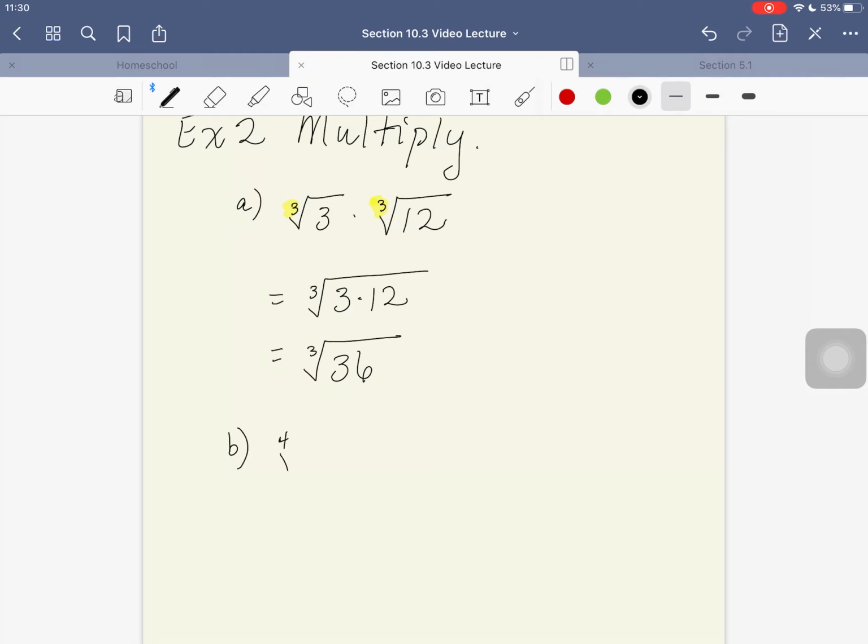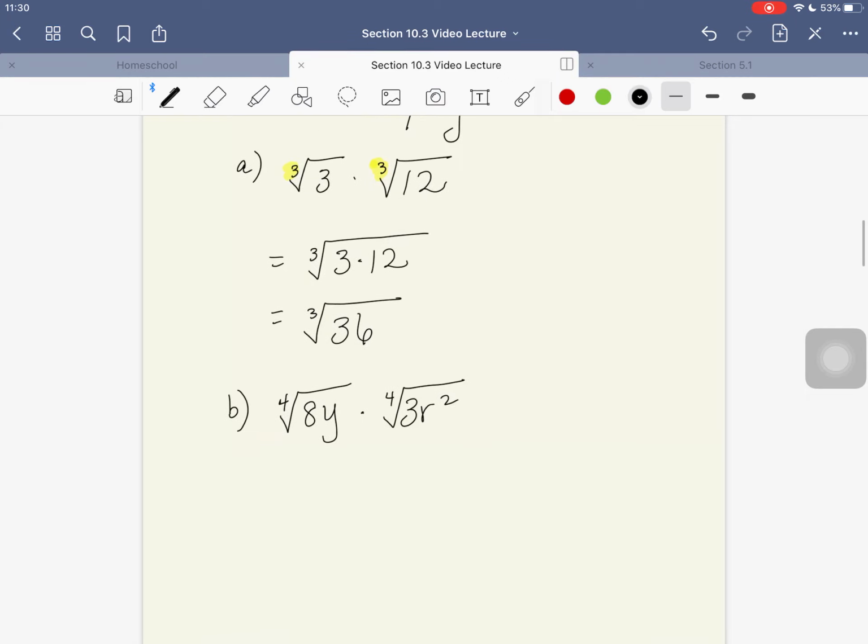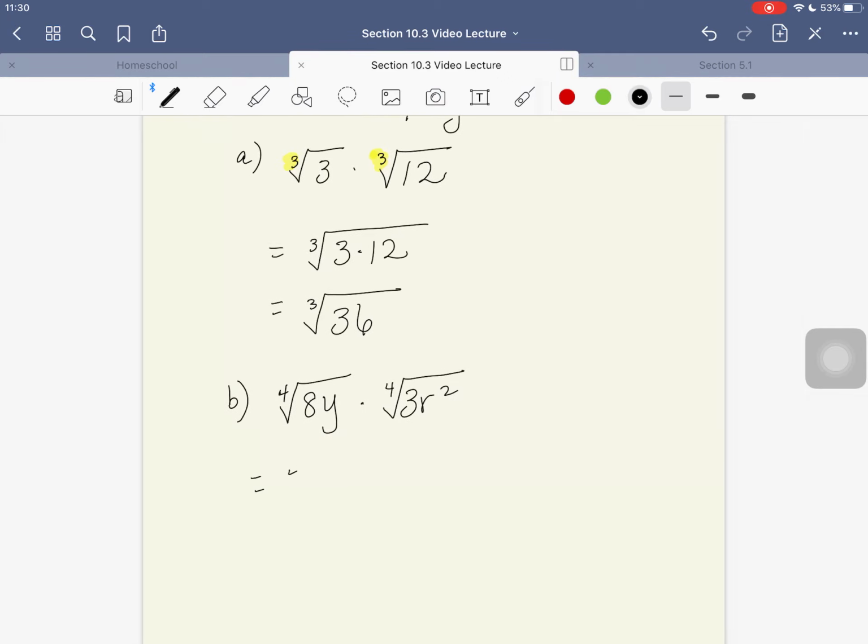All right, the fourth root of 8y times the fourth root of 3r squared, multiply and get the fourth root of 24yr squared.